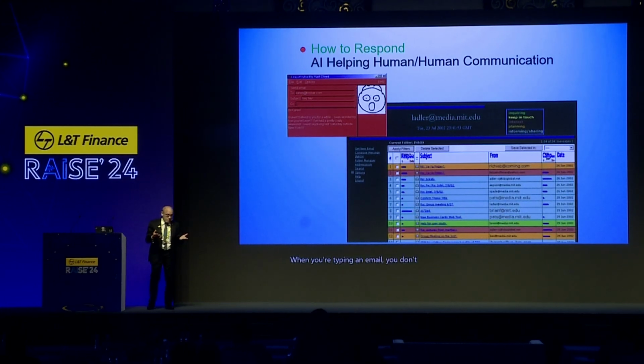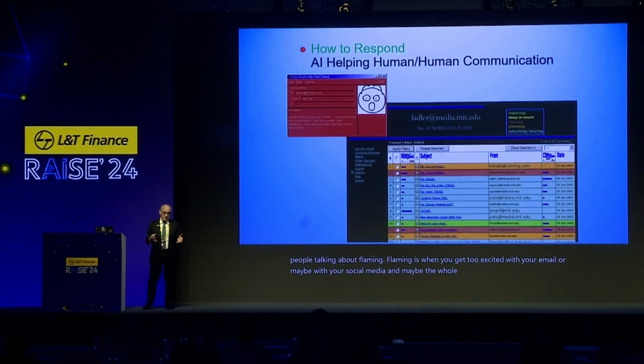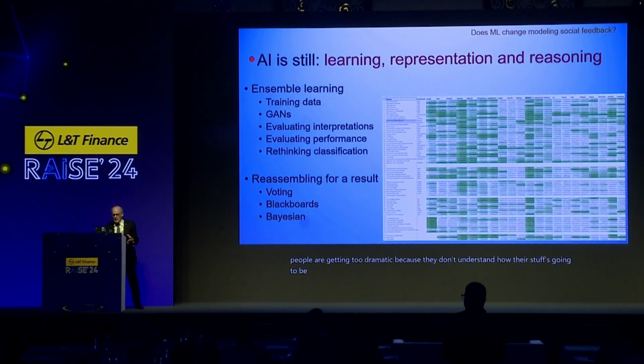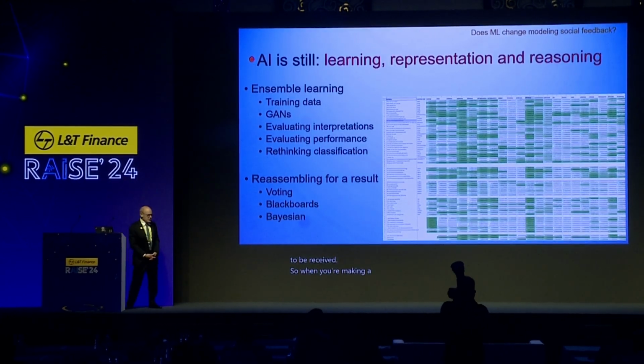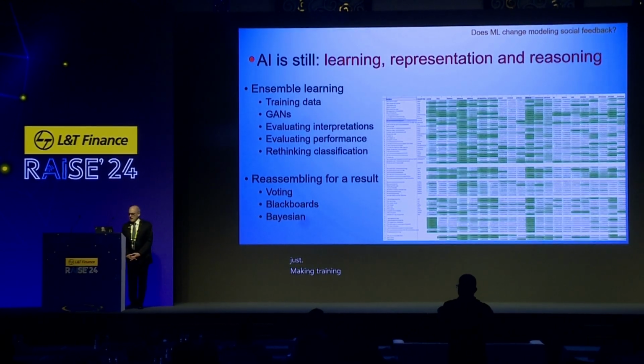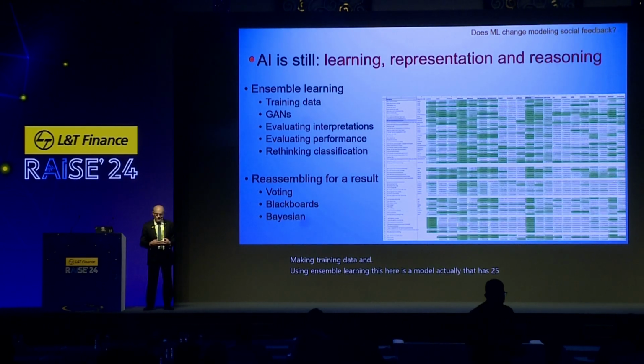And so we end up, starting in the 1960s, people talked about flaming. Flaming is when you get too excited with your email, or maybe with your social media, and maybe the whole world's got problems because people are getting too dramatic because they don't understand how their stuff is going to be received. So when you're making a model, you have to think about many things, and you can try making training data and using ensemble learning. This here is a model that has 25 different tones.